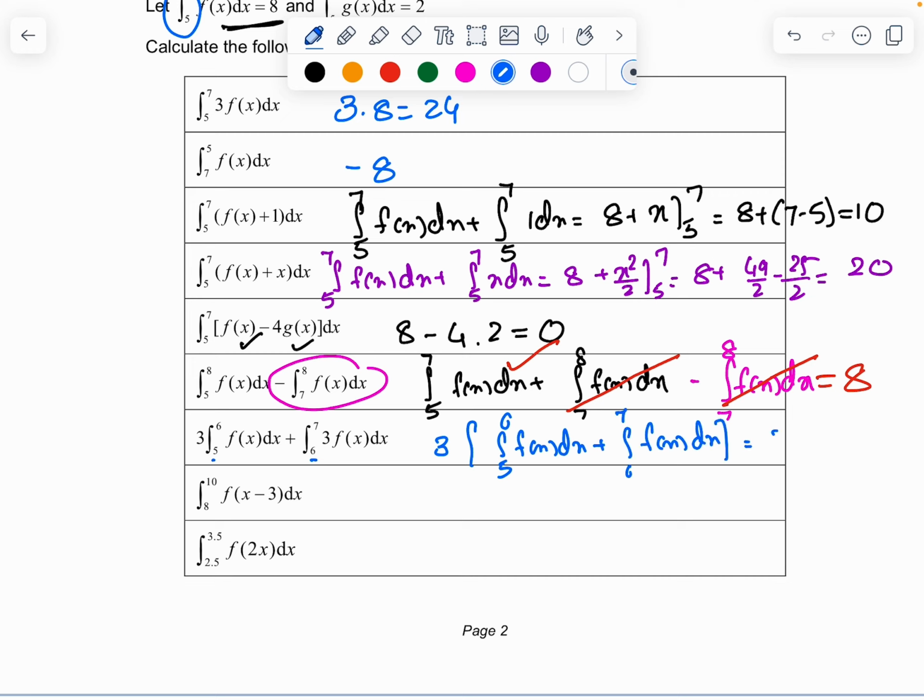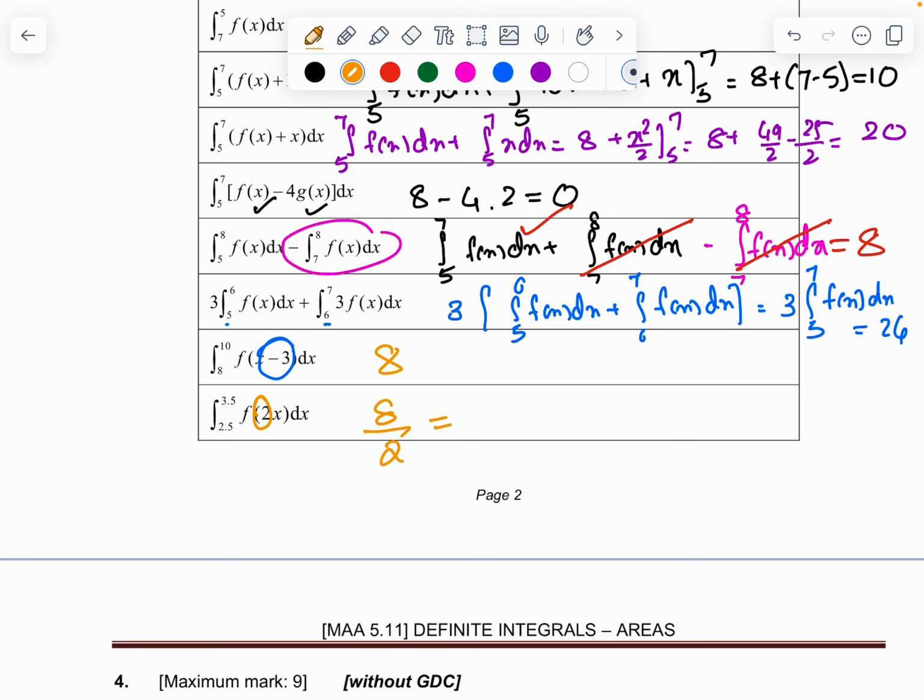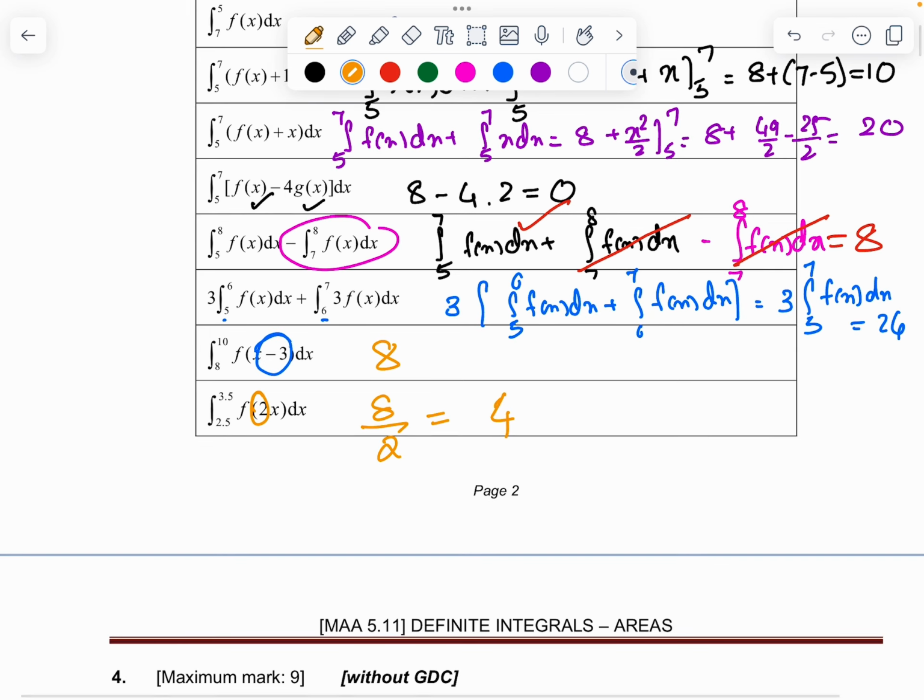F of x minus 3. This is horizontal translation. Whenever we are doing horizontal translation, the area doesn't change. It is 8. And this is times 2. So the area gets divided by 2, vertical stretch or vertical shrink. So if it is times 2, you do the opposite operation, divided by 2. 8 divided by 2 is 4.